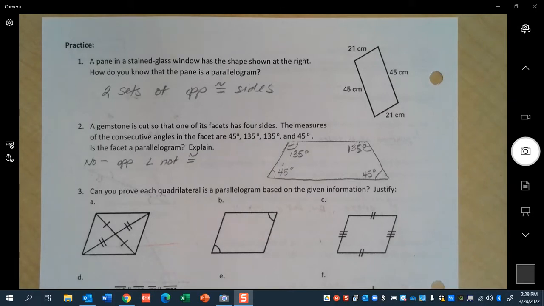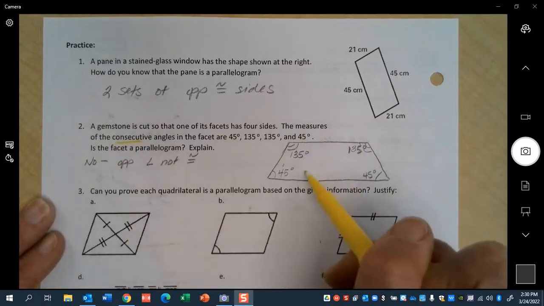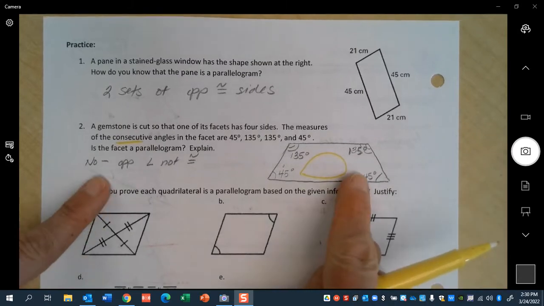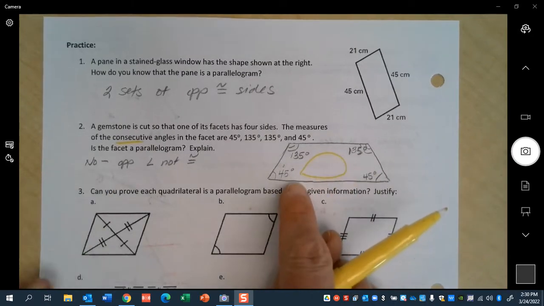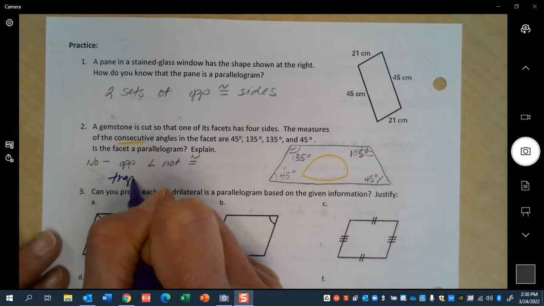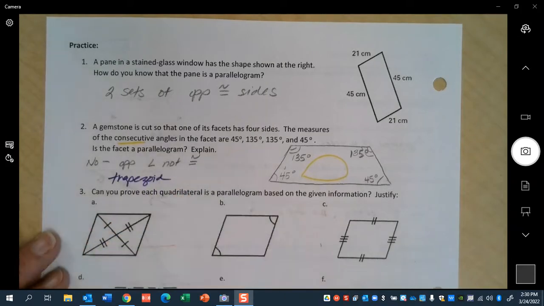When we talk about a gemstone, whether a piece of jewelry, a ring, a necklace, whatever, it's cut so that one of its facets, one of the sides of the stone, has four sides. When I look at the measures of the sides, if they use the word consecutive, that means they're in that order around, which means it can't be a parallelogram because I don't have opposite congruent sides. What do we know that this shape is called? We will learn in a couple of days that's a trapezoid.